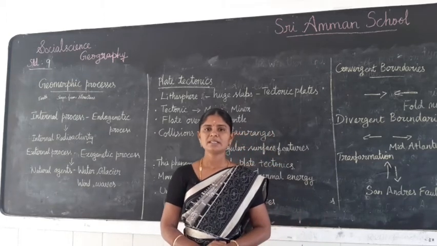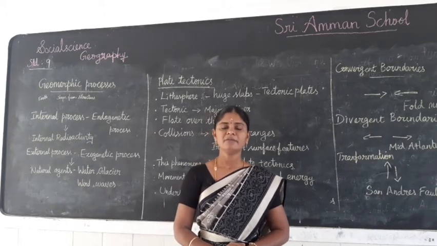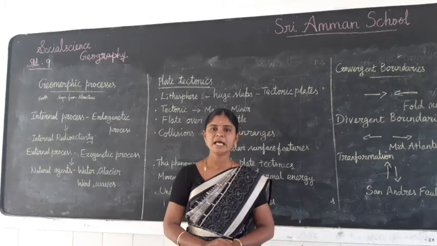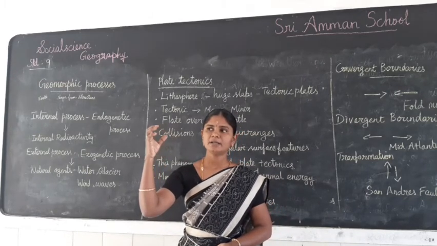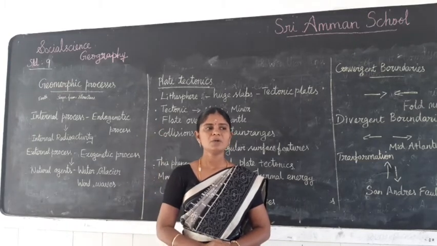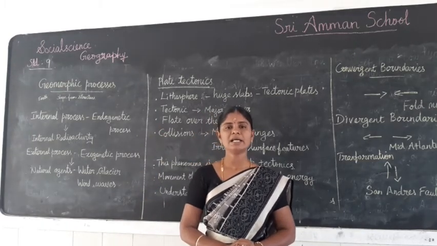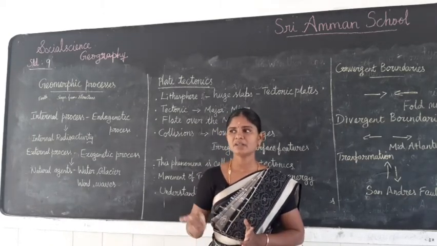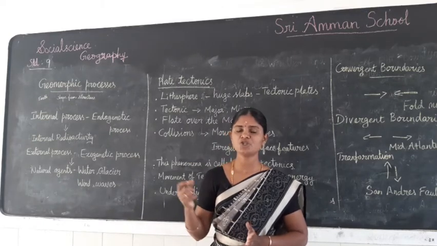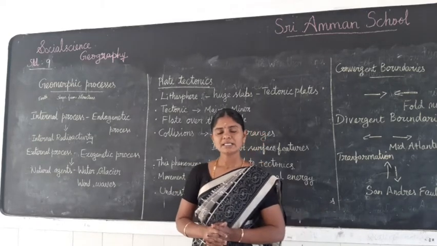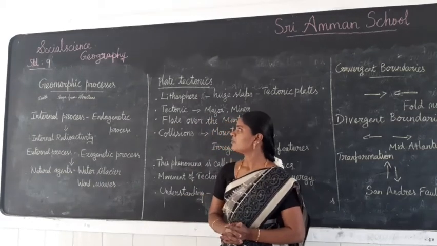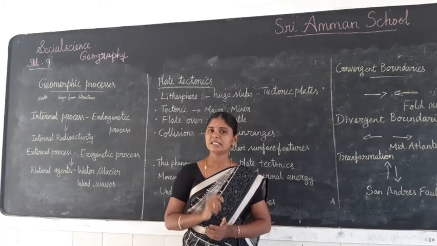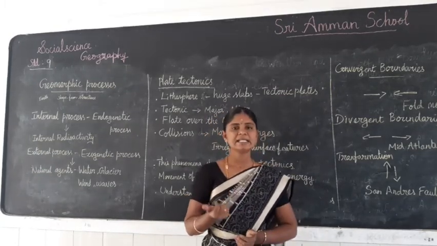There are various physical features found on the earth's surface: the highest mountain ranges and plateaus on one side, and the lowest plains, valleys and lowlands on the other side. The main reason for this uneven formation is the geomorphic process. Now let us see about that. The geomorphic process is classified into two types: internal process and external process.